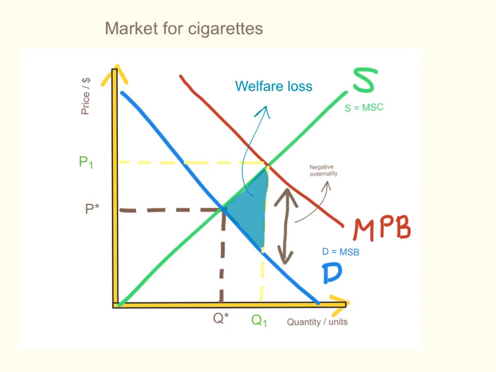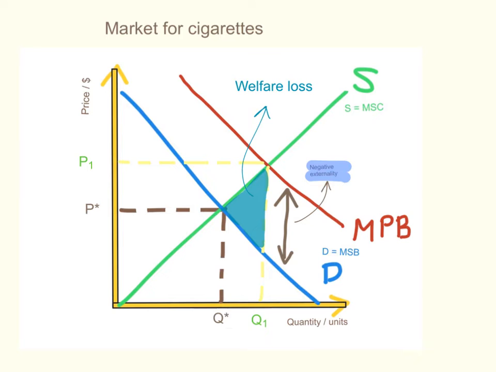So we said here that the problem is there's an overconsumption of the good and that the marginal social benefit is lower than the marginal private benefit. As you can see here, the marginal private benefit curve is higher than the marginal social benefit, and the difference between both curves, that's the negative externality. The optimal allocation occurs at the intersection of the marginal social cost and marginal social benefit curve, which is P star and Q star.